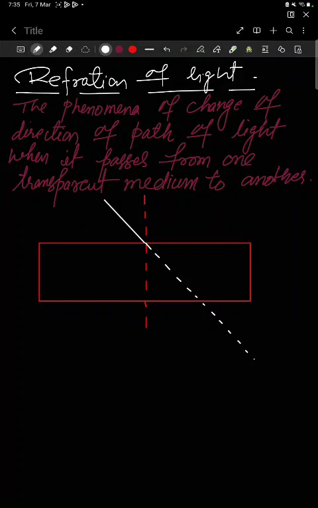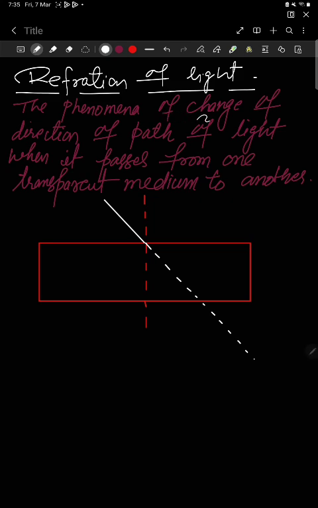So today we are going to discuss again one important topic for your board exam. It is in ICSE board also, CBSE board also, and in JAC board. So this one is refraction of light. First we are going to define what is refraction.